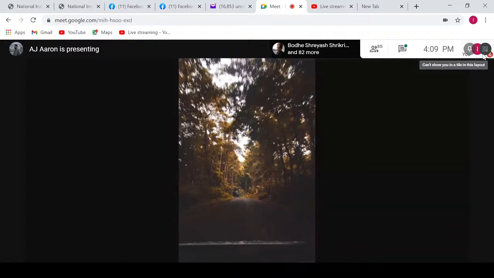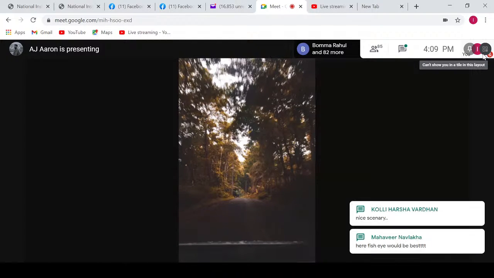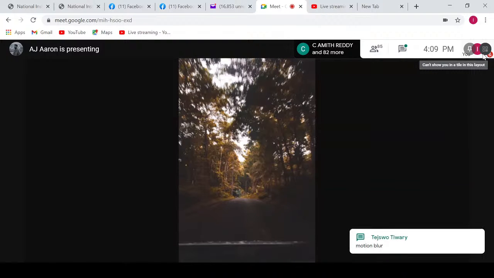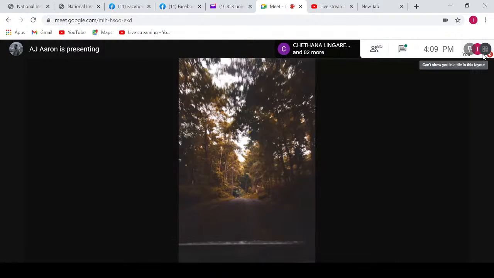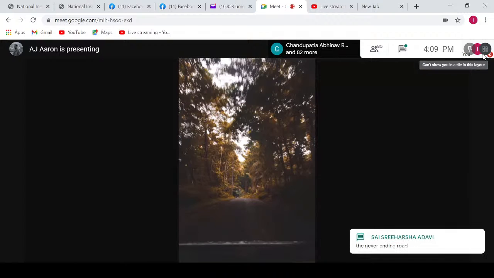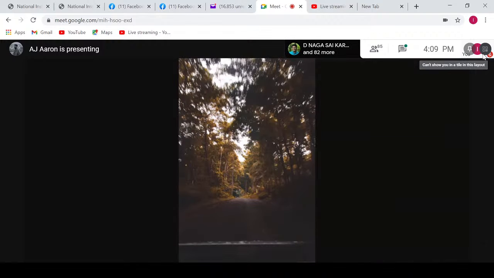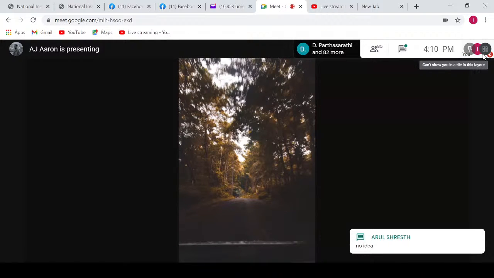Let me know what you guys think about this image. How does it make you feel? What rules of composition do you think are applied here? What do you think is the subject here? Someone said motion blur. Yes. Does everybody know what motion blur is? Someone says nice scenery, fisheye would be best. Never ending road.